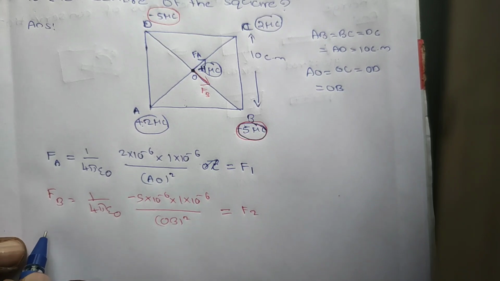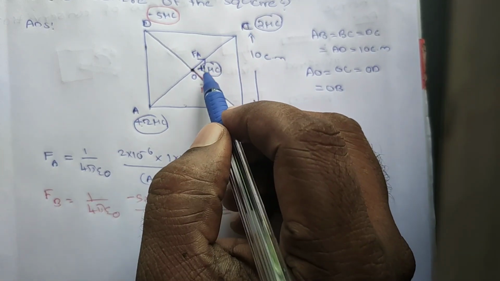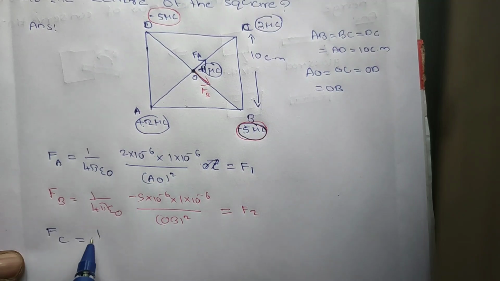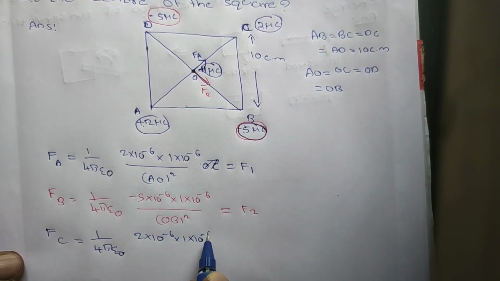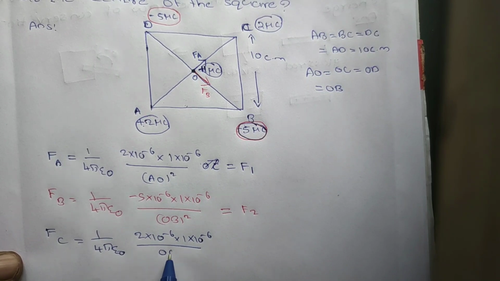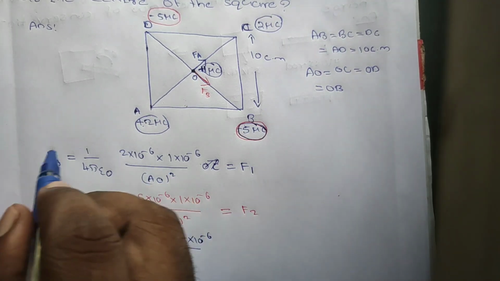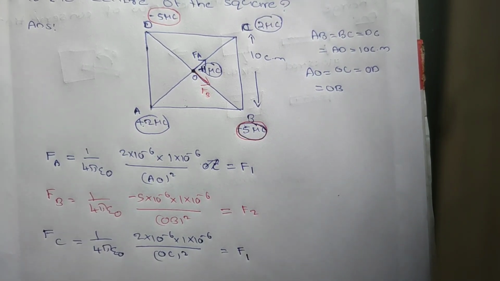Then next I will find out the force acting on C on O. That means the force acting on 2 microcoulomb placed at C on plus 1 microcoulomb placed at O. That is, I will consider FC, equal to 1 by 4 pi epsilon naught, 2 into 10 power minus 6 into 1 into 10 power minus 6 divided by OC square. We know OC and OA are equal, so this magnitude is similar to the FA magnitude. That is equal to F1. Clear?